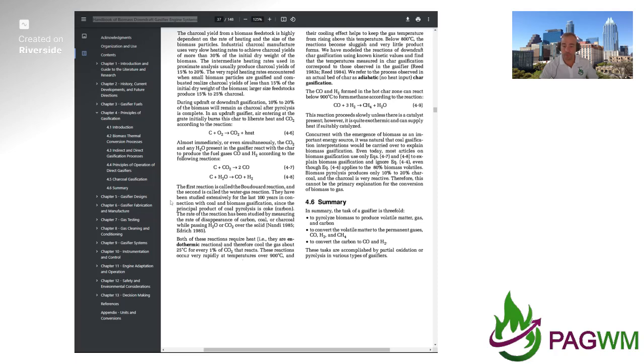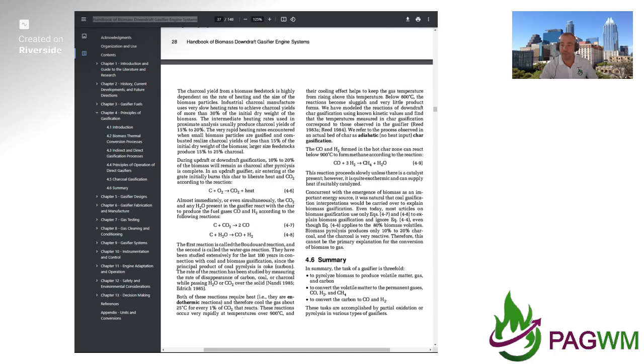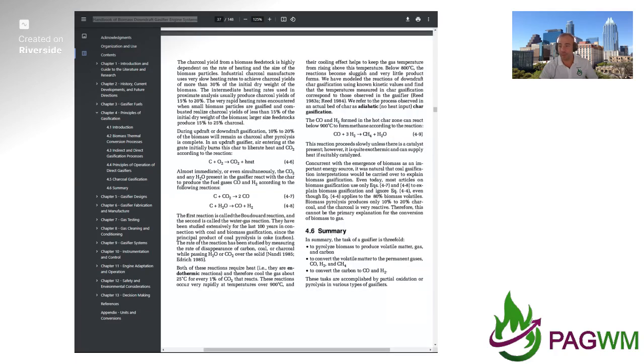The rate of reaction has been studied by measuring the rate of disappearance of carbon, coal, or charcoal while passing water or carbon dioxide over the solids. Both of these reactions require heat; they are endothermic reactions, and therefore cool the gas about 25 degrees Celsius for every 1% of carbon dioxide that reacts. These reactions occur very rapidly at temperatures over 900 degrees Celsius, and their cooling effect helps to keep the gas temperature from rising above this temperature. Below 800 degrees Celsius, the reactions become sluggish and very little product forms.